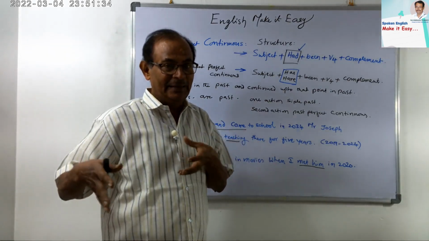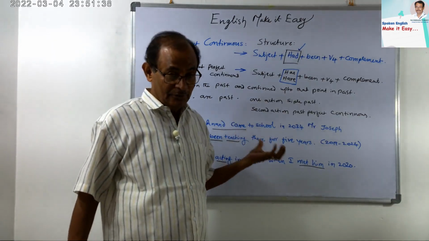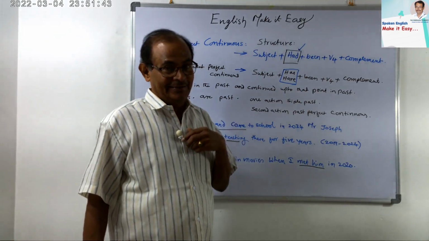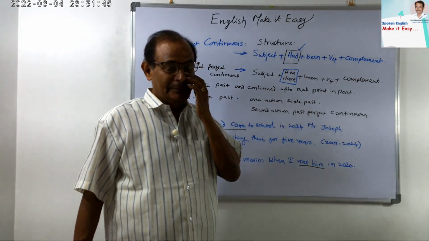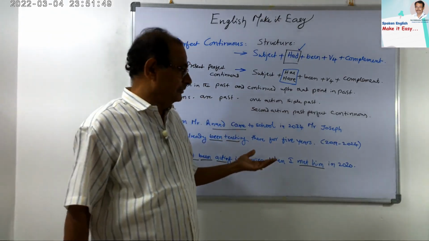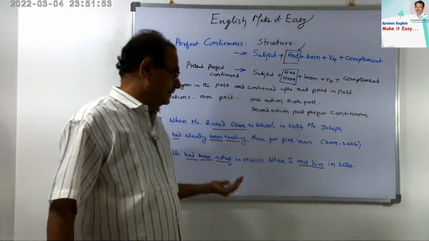Continuity period is there. So that is why that continuous period should be used in the past perfect continuous tense. It cannot be simply he was working. That will not suit well. He was working there for 5 years, it doesn't suit well.